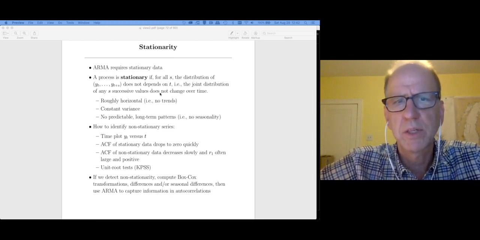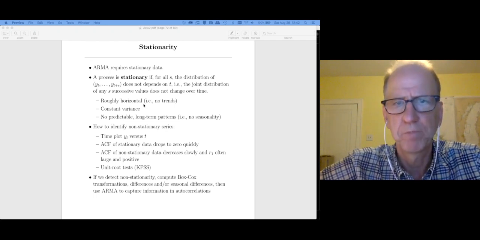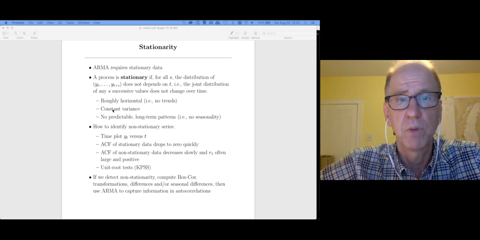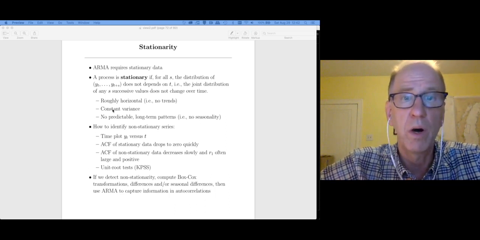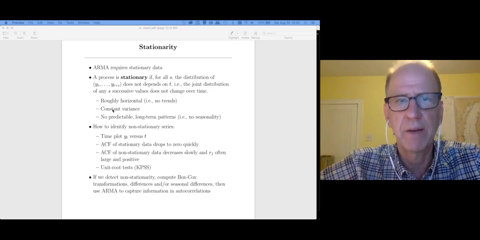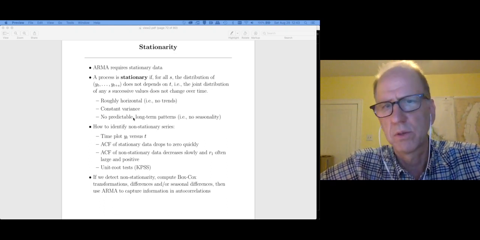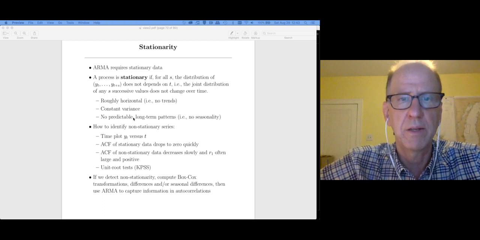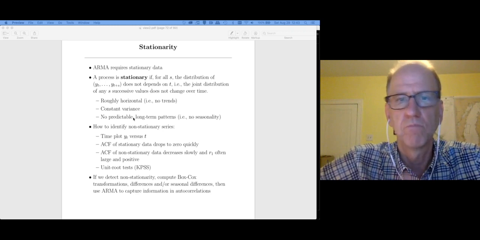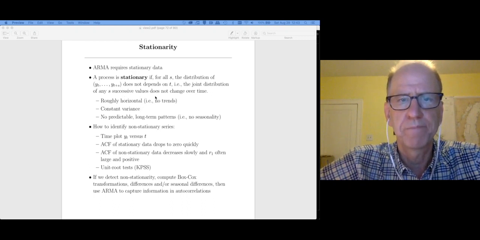Here are some characteristics of stationary processes. They tend to be roughly horizontal, so we're not allowed to have trends. They should have constant variance. Back in week 1, we talked about how a random walk didn't have constant variance, and that was a violation of stationarity. Third, there are no predictable long-term patterns, and really what I mean by this is seasonality. If I know that every December my sales go up, that's a predictable long-term pattern. So stationarity is when you have none of these issues to worry about.